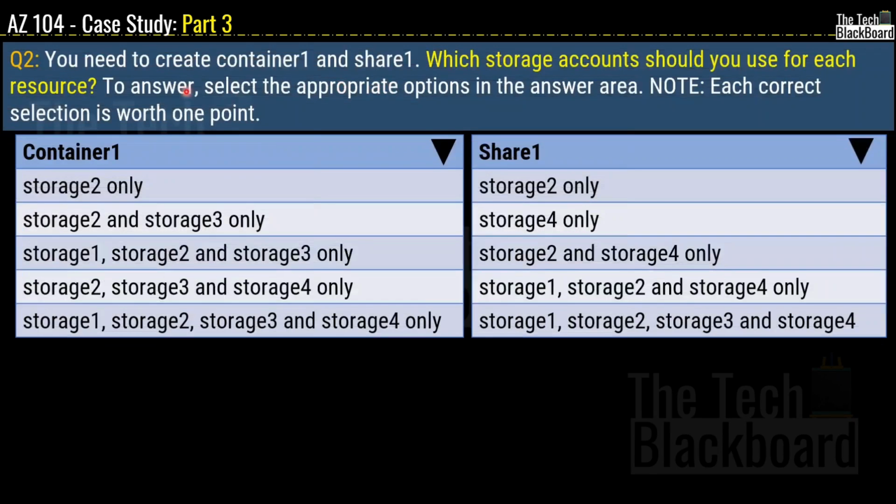Question number 2. The question says that you need to create container 1 and share 1. Which storage accounts should you use for each resource? To answer, select the appropriate option in the answer area, and each correct selection is worth 1 point. And here you can see that we are given container 1 and share 1. So we have to pick which storage we should use for container 1 and share 1.